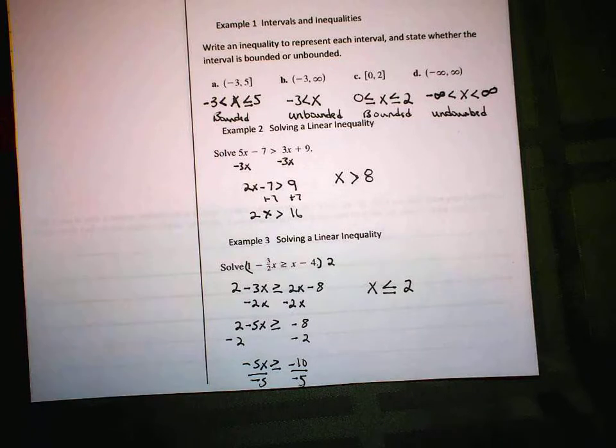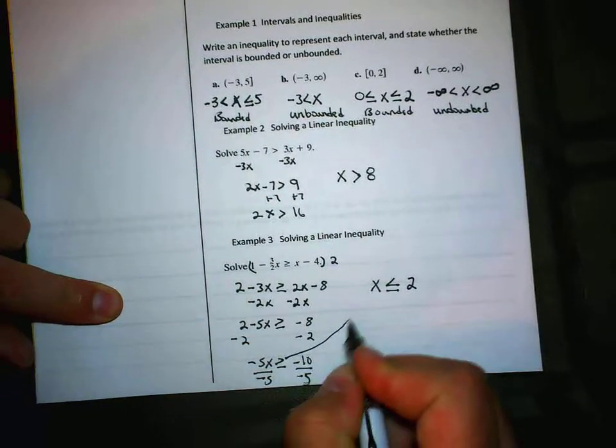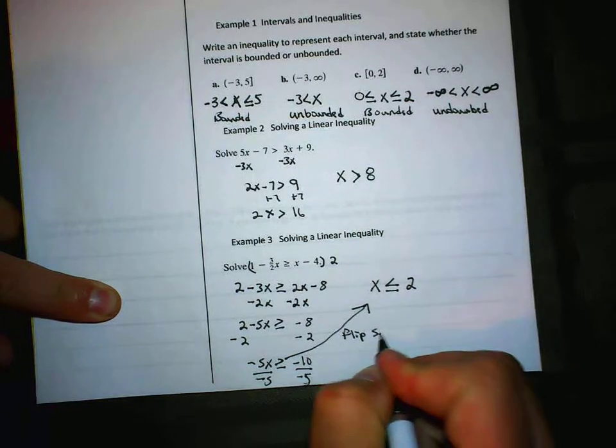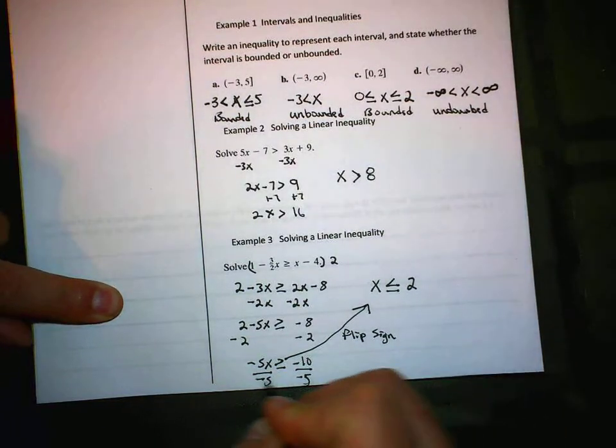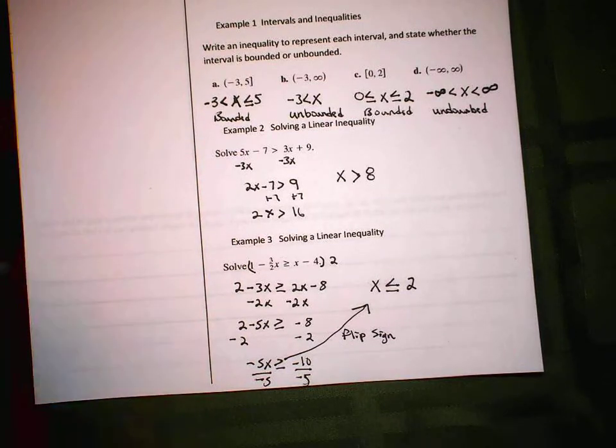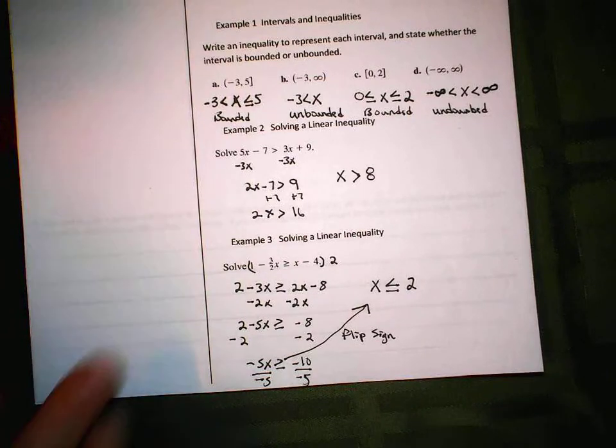Alrighty. So remember, from this step to this step, flip the sign. And we're doing that because we are dividing by a negative. If we were multiplying by a negative, we could do the same. Okay? Let's go to example number 4 real quick.